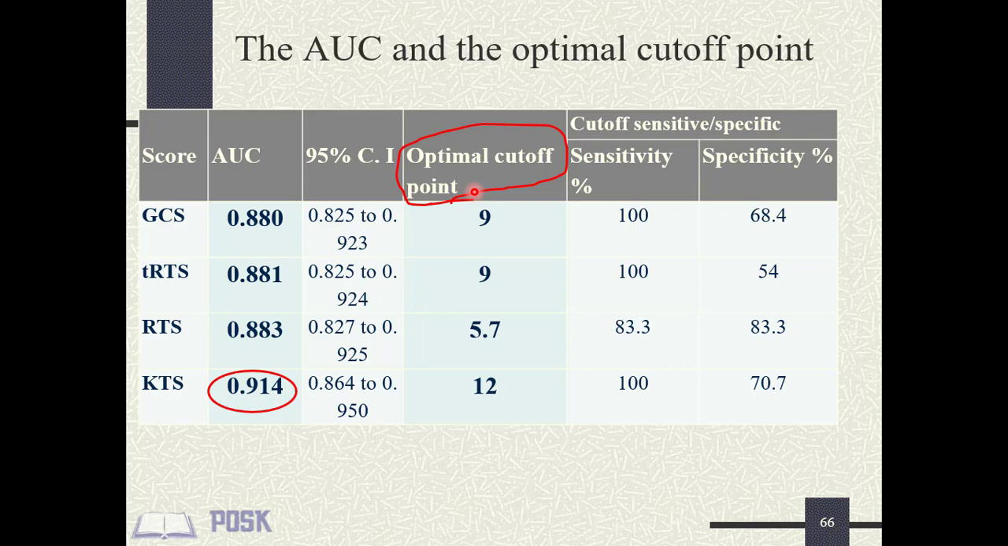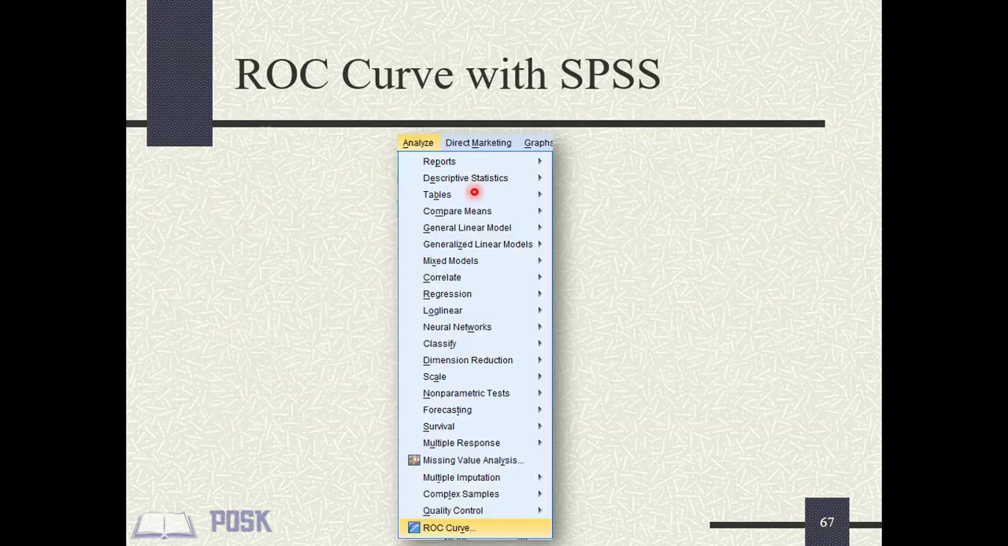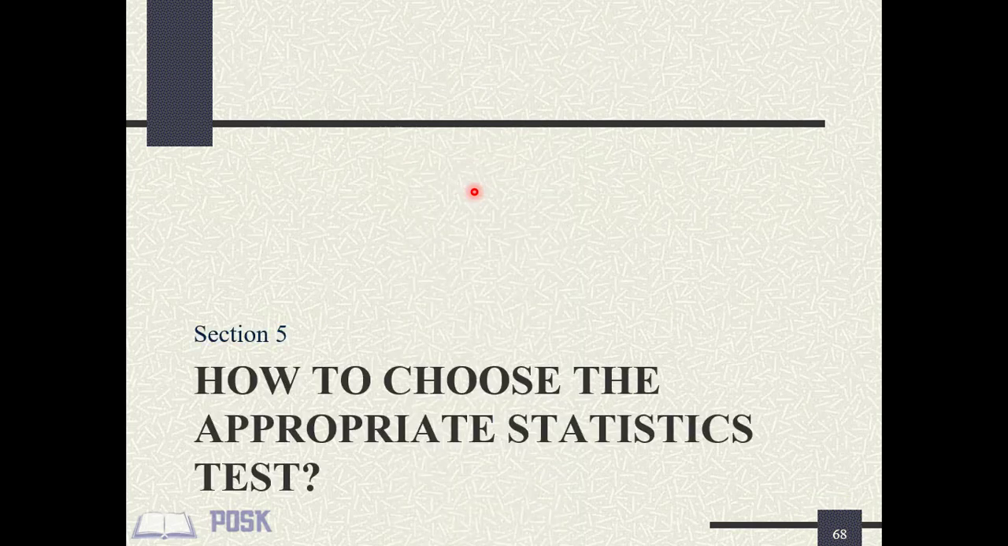Thus, the optimal cutoff point for KTS is 12. This point has a sensitivity of 100% and a specificity of 70% for identifying trauma patients who will need admission to casualty. This slide shows the procedure for doing the ROC curve in SPSS. You click on Analyze, then ROC curves.